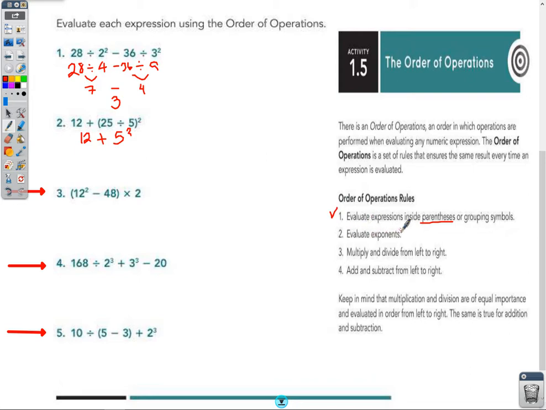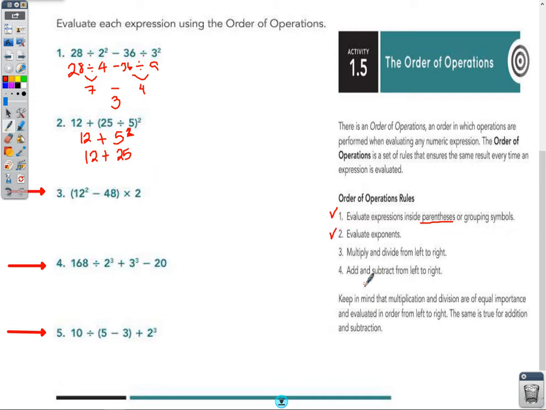Step 2 is to evaluate the exponents. So where are my exponents? I have an exponent right here. So 5 to the second power, which just means 5 times 5, which just means 25. So underneath 5 to the second power, I'm going to write the number 25. And everything else that I don't use comes down. So the 12 comes down and the plus sign comes down.